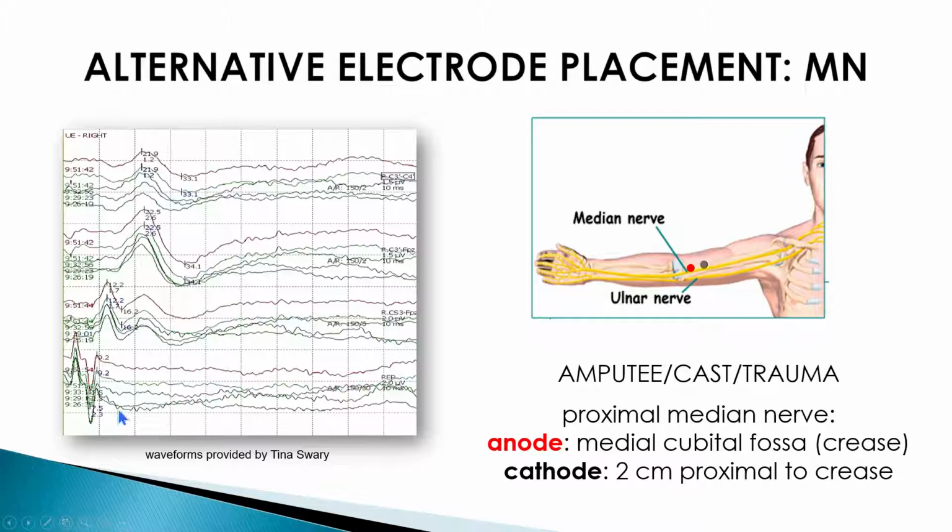And this is somebody that a friend of mine recorded. I thought it was pretty good. Here's the Erb's point, but she's stimulating here instead of the median nerve down at the wrist. So these waveforms are coming in earlier because we're starting farther up the pathway.